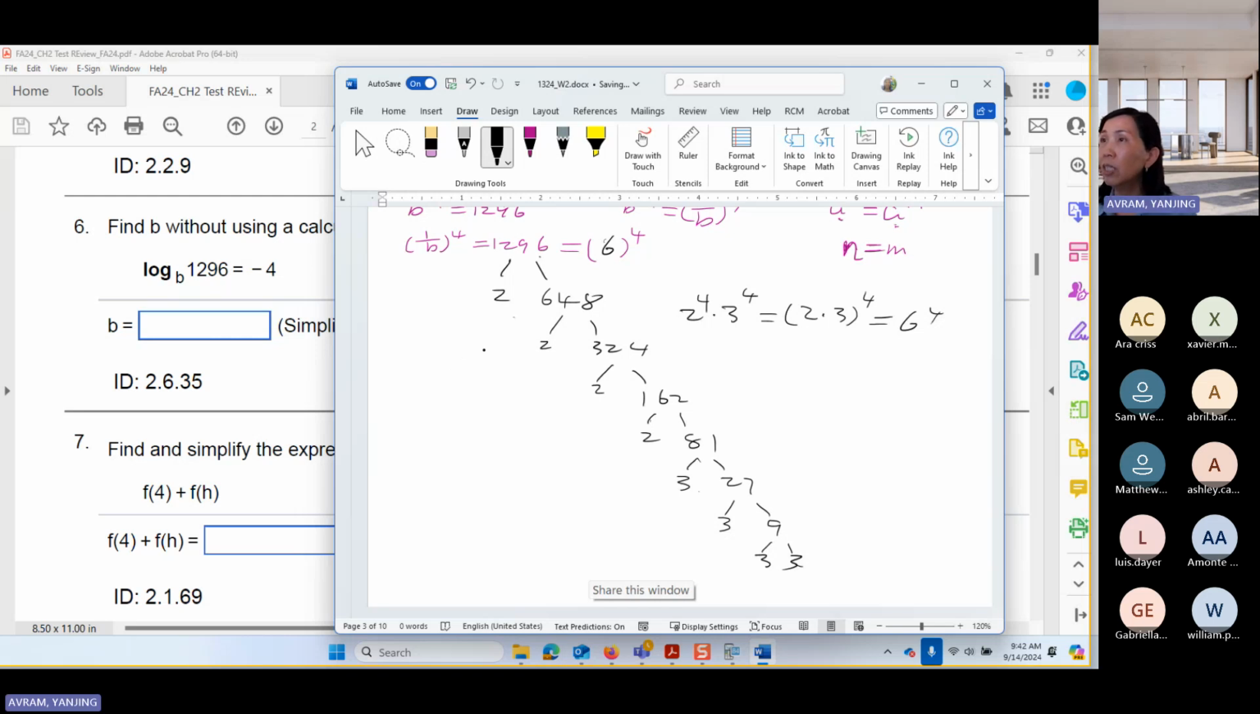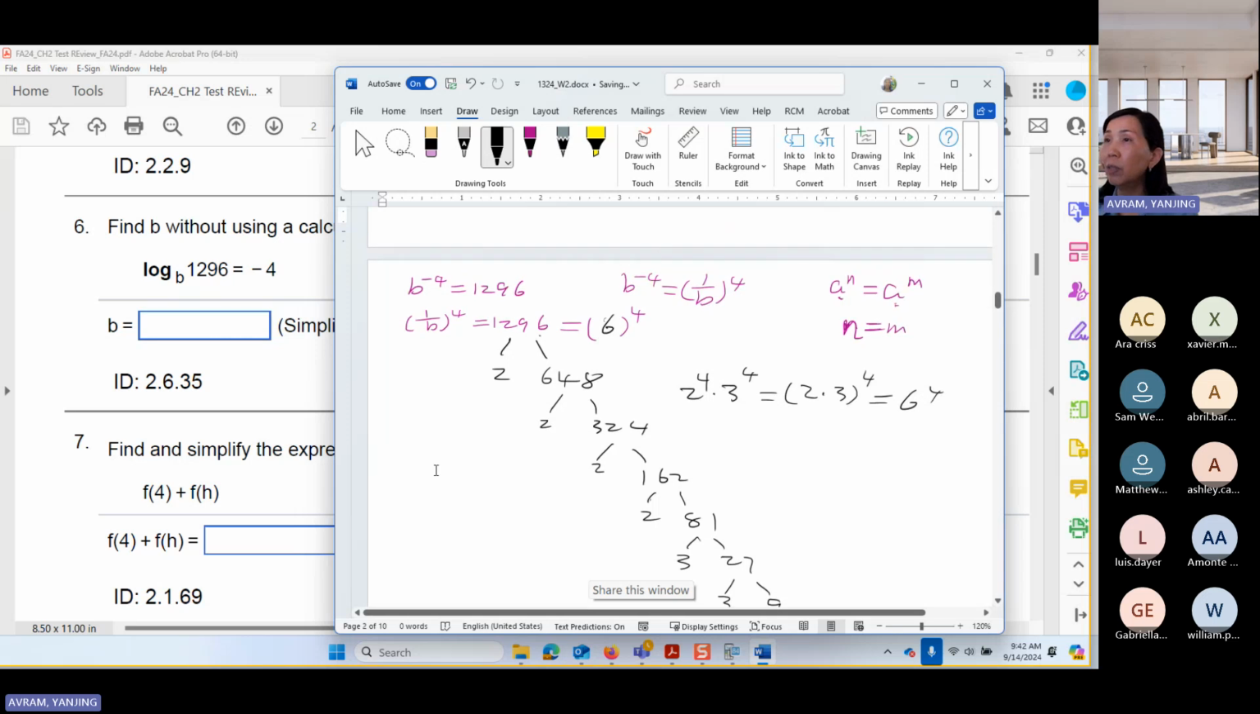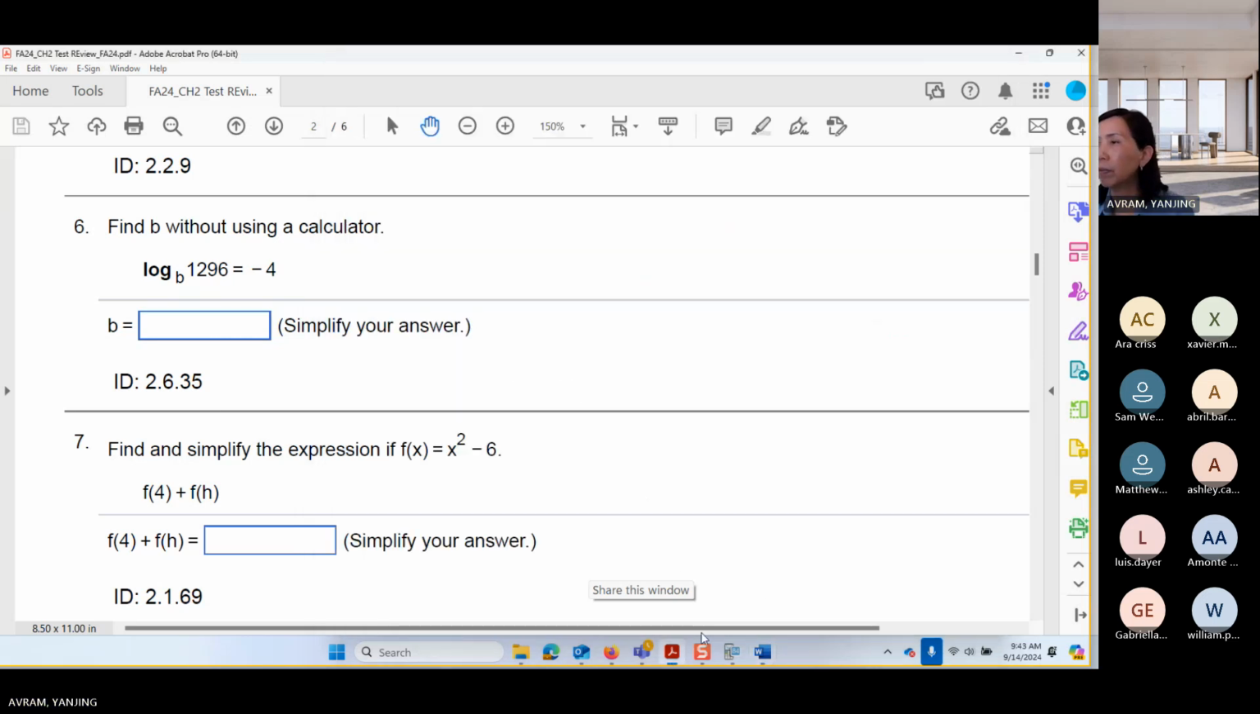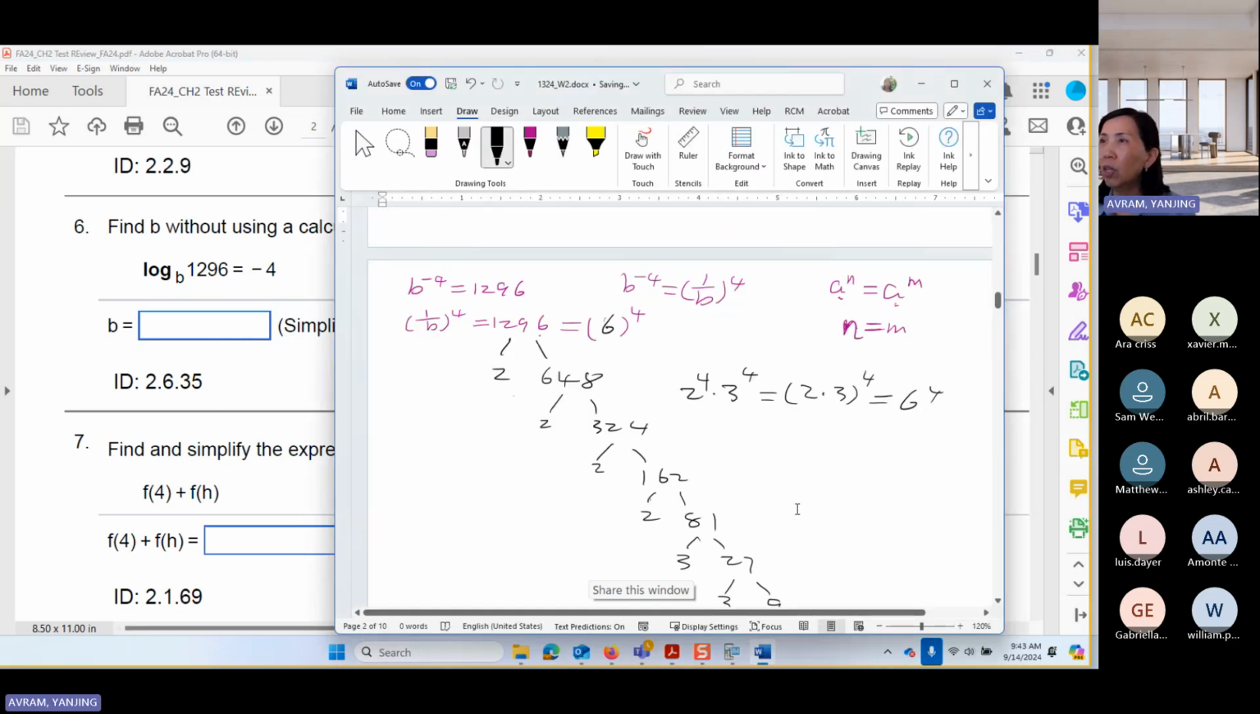So what does that mean here? I have 1 over b to the 4 power equal to 6 to the 4 power. That means my 1 over b must be equal to 6. Then you solve for b. Multiply both sides by b, you have 6b equal to 1, or b will be 1 over 6. So this b here will be 1 over 6.